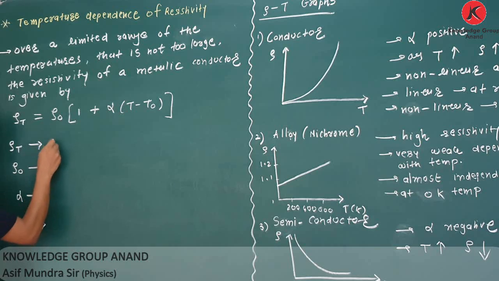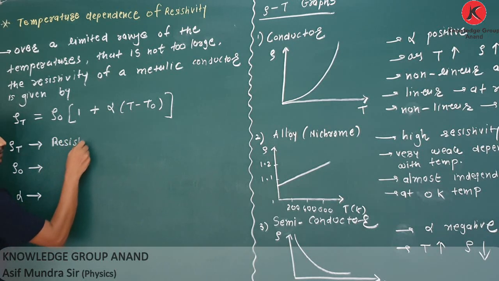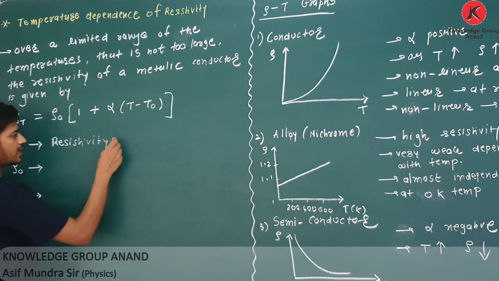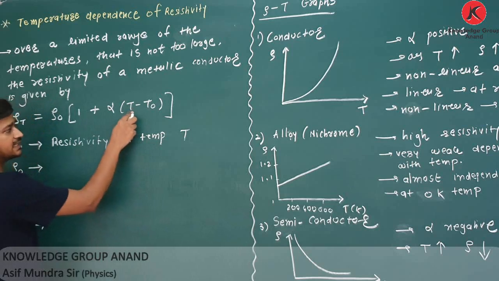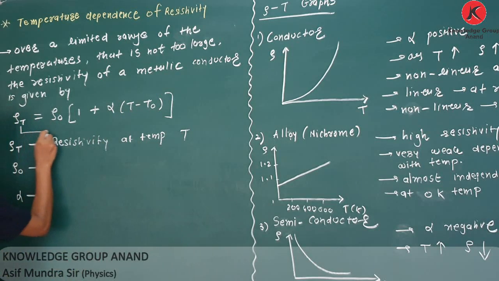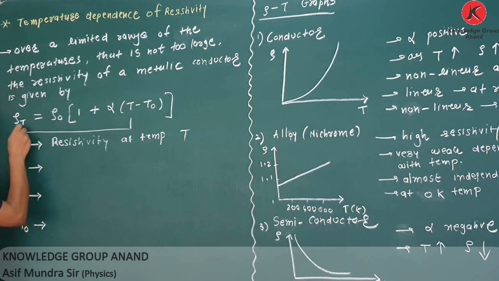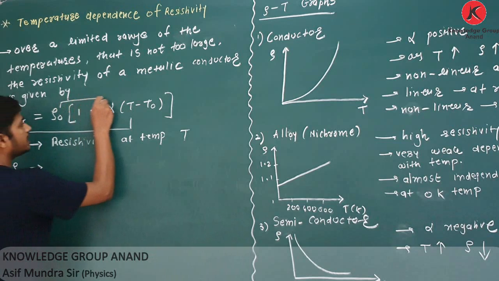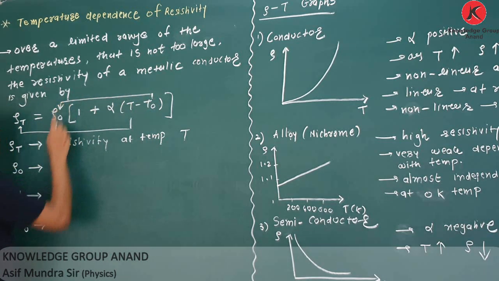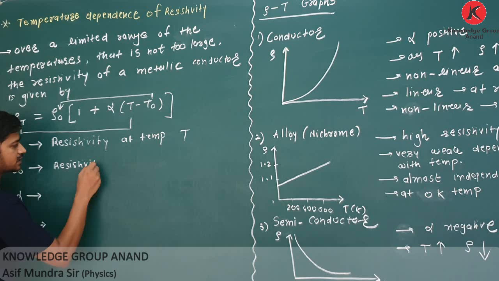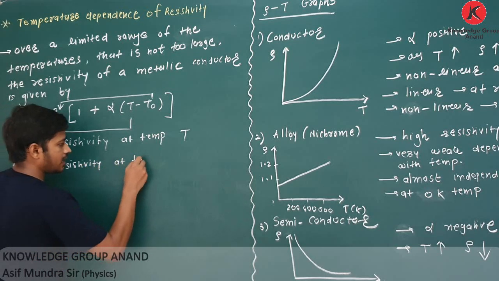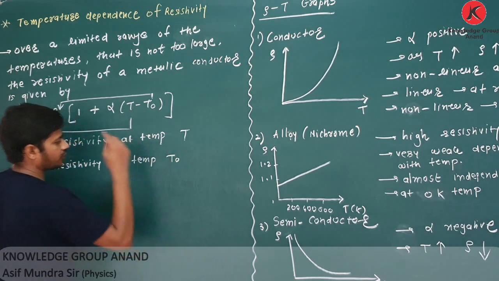Rho T is resistivity at temperature T. So rho T is resistivity at temperature T. Clear about this? Okay. What is rho 0? Similarly, rho 0 is resistivity at temperature T0. It is resistivity at temperature T0. Clear about this?